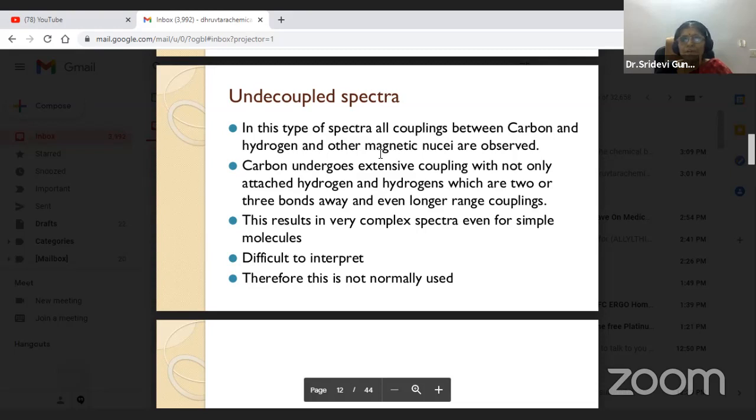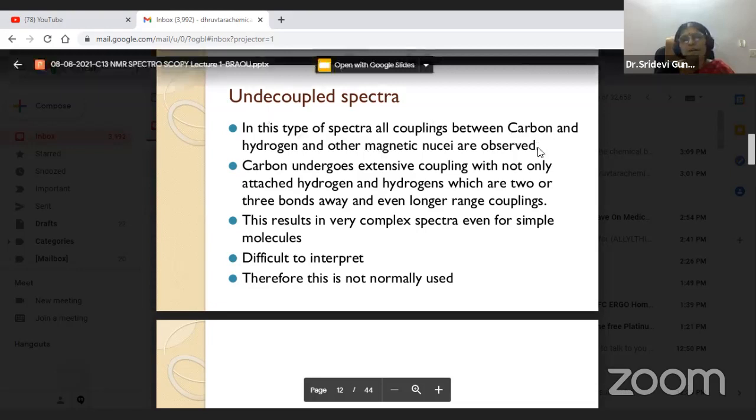For example, in Proton NMR, neighboring non-equivalent protons undergo spin-spin coupling. Similarly, carbon also undergoes coupling with attached hydrogens. Carbons can also undergo coupling with attached carbons, that is, C-C coupling in the C13 framework, and second carbon, third carbon, fourth carbon, etc. All these couplings are observed. In undecoupled spectra, we are not decoupling anything. Therefore, we'll be getting all the couplings between carbon and hydrogen and other magnetic nuclei present in the molecule.